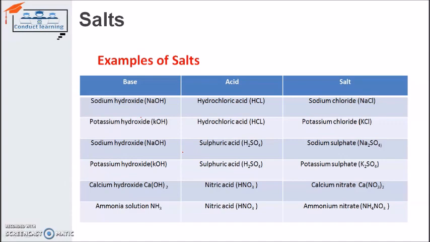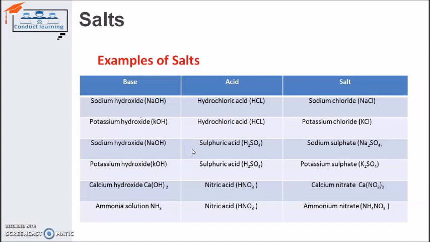The next one is potassium hydroxide. When it reacts with sulfuric acid, it gives us potassium sulfate, and the chemical formula for this is K2SO4. So potassium sulfate is a salt that is formed by the reaction between potassium hydroxide and sulfuric acid. Another one is calcium hydroxide. When it reacts with nitric acid, it gives us a salt known as calcium nitrate, and the formula for this is Ca(NO3)2.